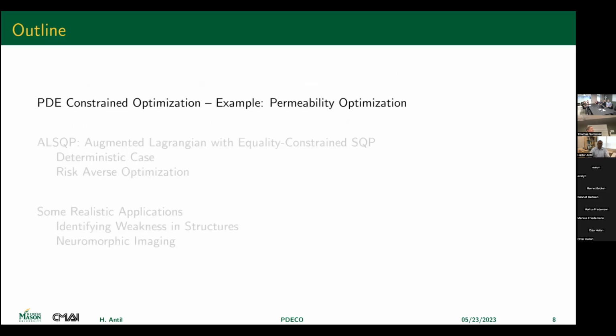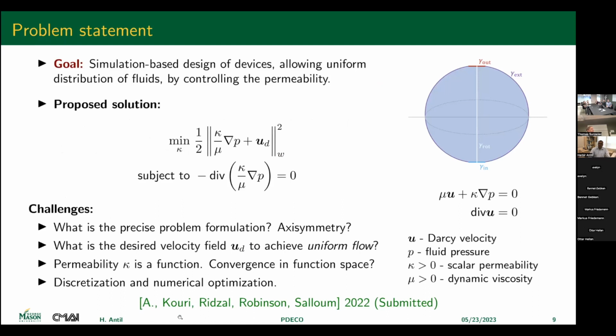All right. Let me start with this permeability optimization example. This is a joint work which is currently in review with the folks at Sandia National Labs, in particular, Drew Kouri, Denis Ridzal. They are optimization folks, and Dan Robinson and Meher Salam. So what is the goal?